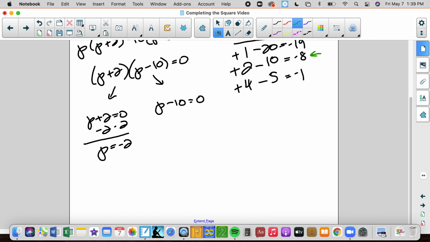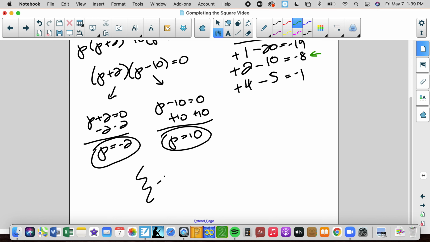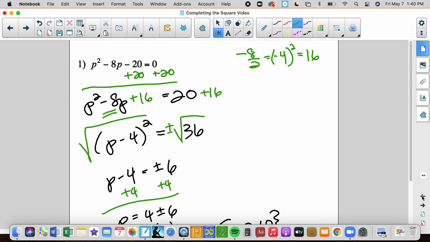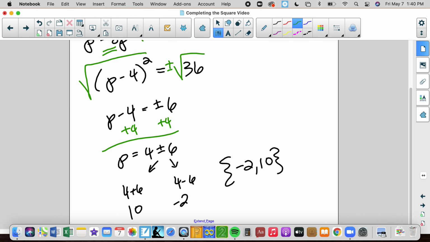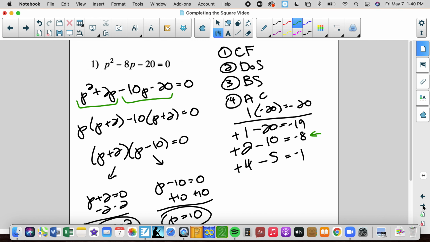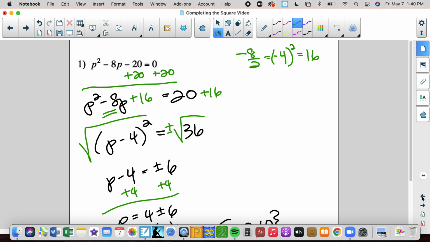When p is equal to negative 2, that makes it 0. And then add 10, p equals 10. And when p is equal to 10, it makes that right number equal to 0. So my solutions are negative 2 and 10. Hey, I've seen those values before. I've seen those solutions, negative 2 and 10. Yeah, it's the same. It's just using a different technique.